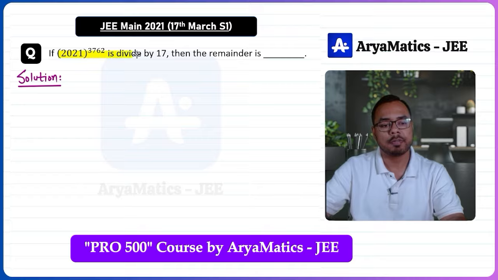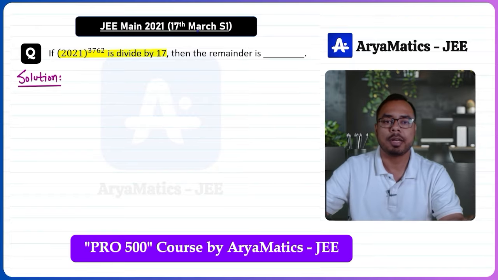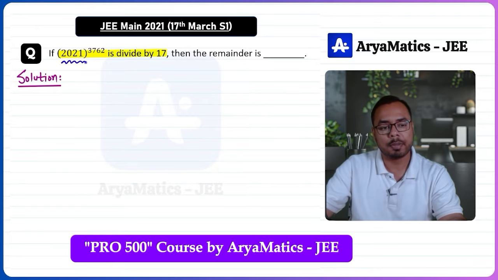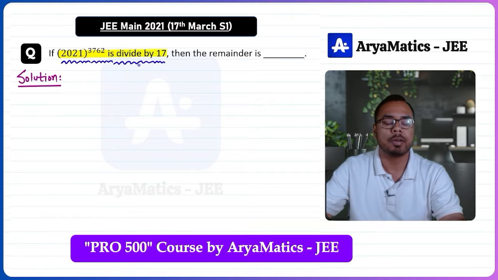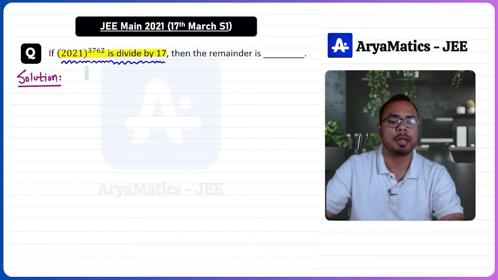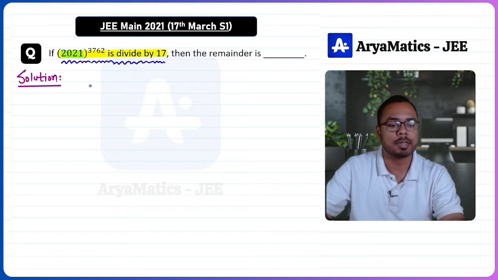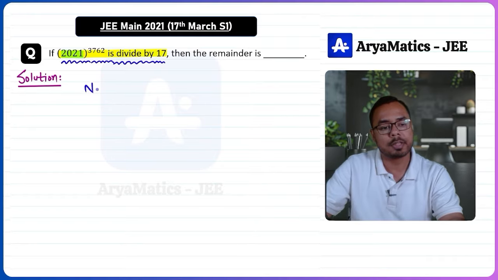Find the remainder if this number is divided by 17. Now in JEE Main, the problem on remainder calculation is very common, right? If you see the PYQs from the last 4 or 5 years, you'll find a number of problems on remainder calculation. Generally when we are solving problems on remainder calculation, we have one number raised to some other exponent, and this base is a small number. But here if you see this example, we have 2021 raised to 3762. This is the number which is given.